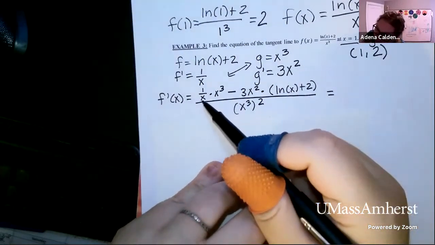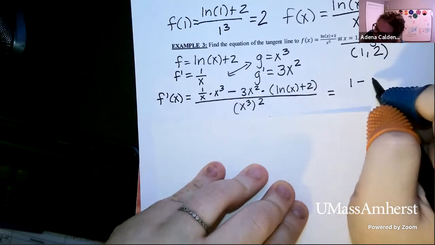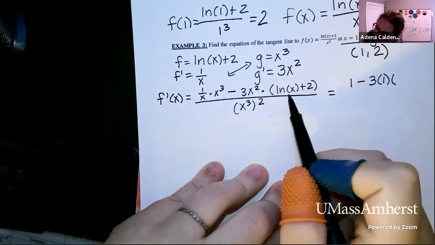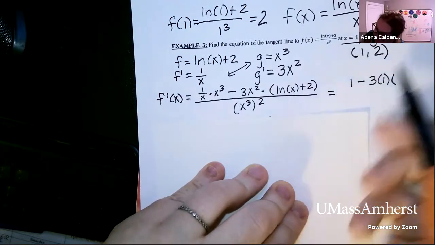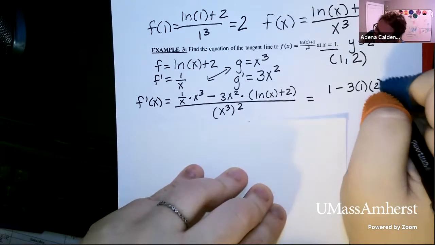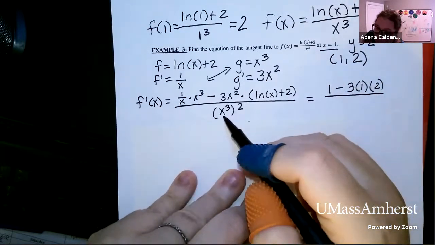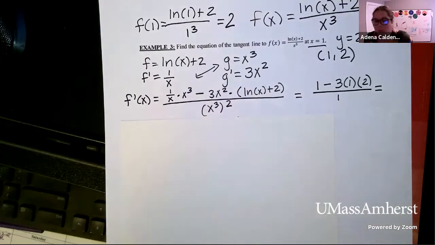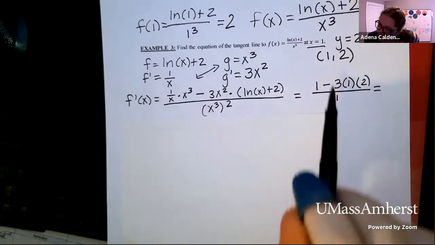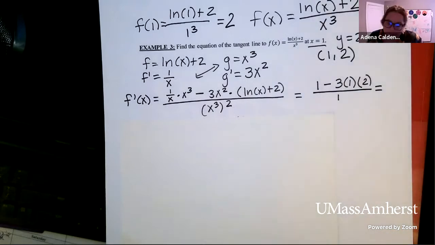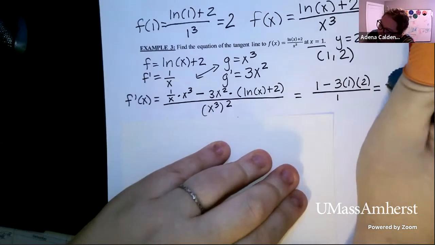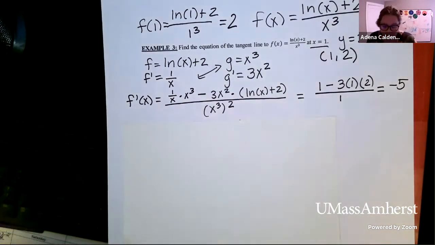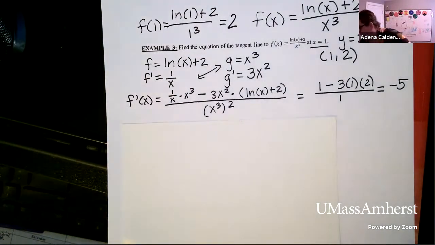So if we don't simplify, we have 1 times 1, which is 1, minus 3 times 1 squared, which is 1, times the parenthesis. So the natural log of 1 is 0, plus 2 is 2, all divided by 1 cubed is 1, and then 1 squared is 1. So then when we crunch all these numbers, we have 1 minus 6 divided by 1. So 1 minus 6 is -5. -5 divided by 1 is -5. So now we have a slope. Remember, when we find the derivative, that's going to give us the slope of the tangent line.